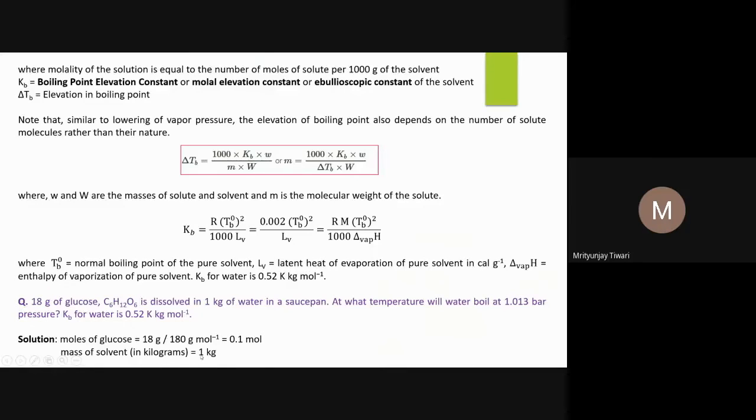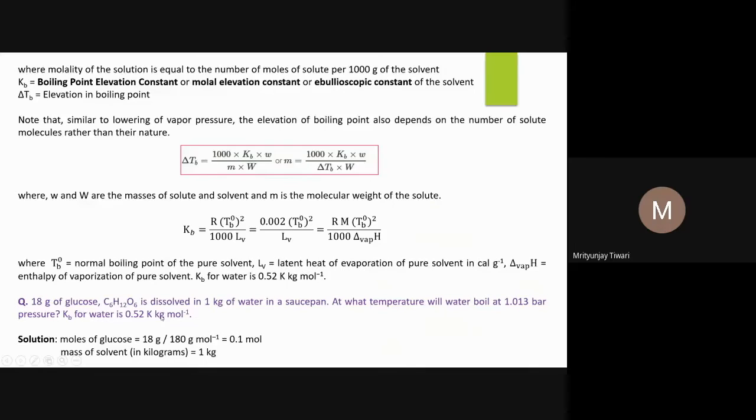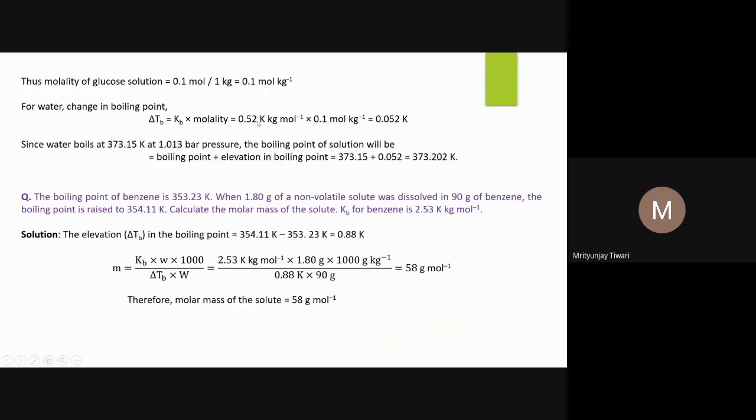Mass of the solvent is already given, 1 kilogram. So we can calculate molality. Molality is number of moles of solute divided by mass of the solvent in kilogram. And for water, the change in boiling point, delta TB, is equal to Kb into molality. Molality we have just calculated, and the value of Kb is already given in the question, 0.52 Kelvin kilogram per mole, into this molality value. So we get this delta TB equal to 0.052 Kelvin. So by this much amount the boiling point will increase.